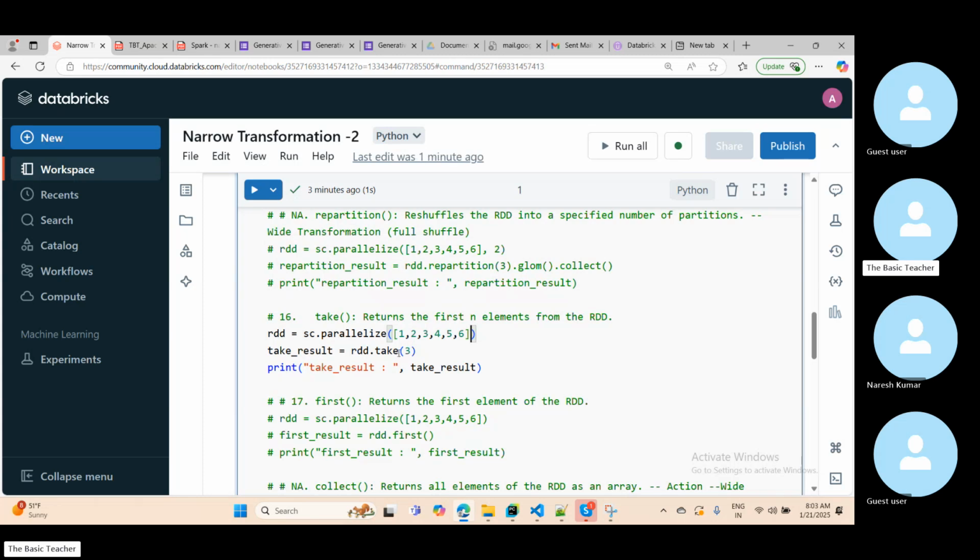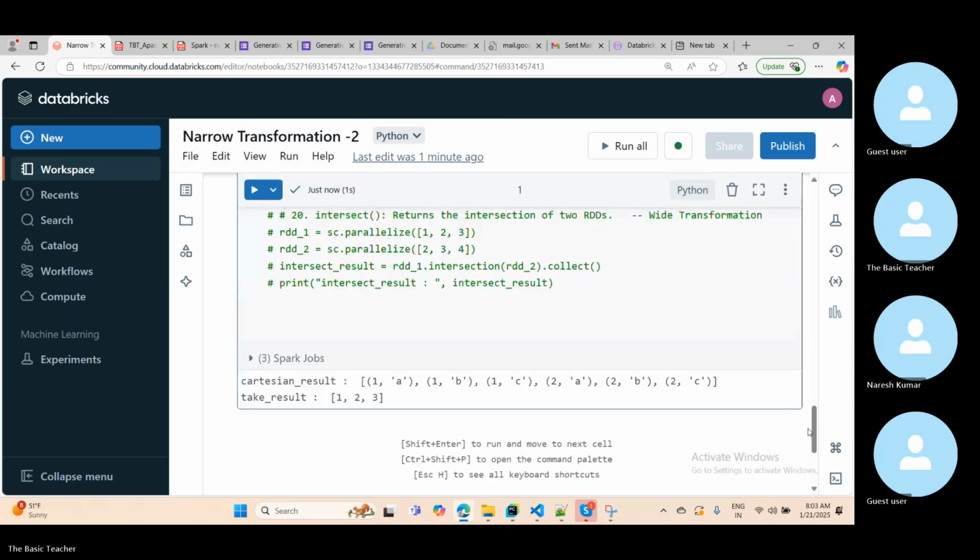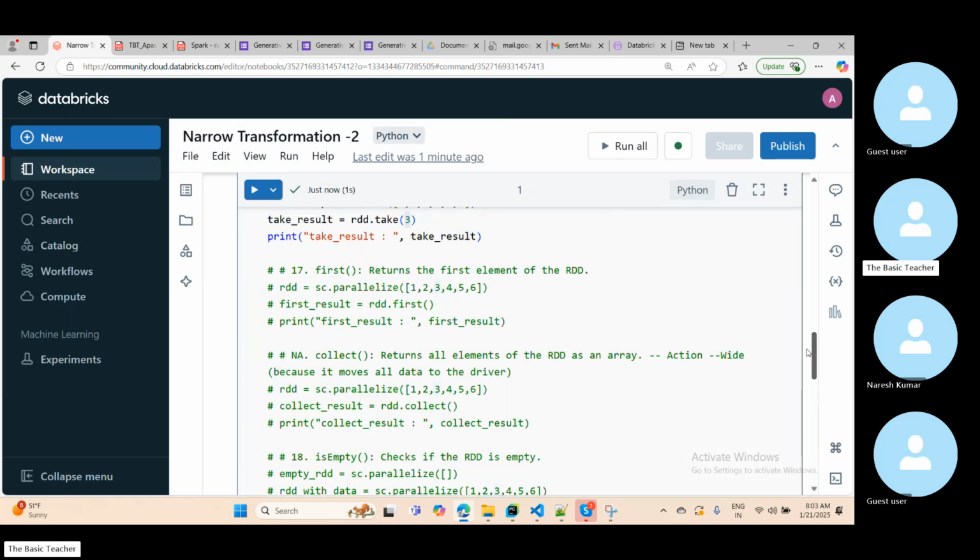Okay, you are going to take the sample with 3. What will be the output? Any guess? This is taking the first numbers 1 2 3, right? So however many numbers we are giving, this will take that.